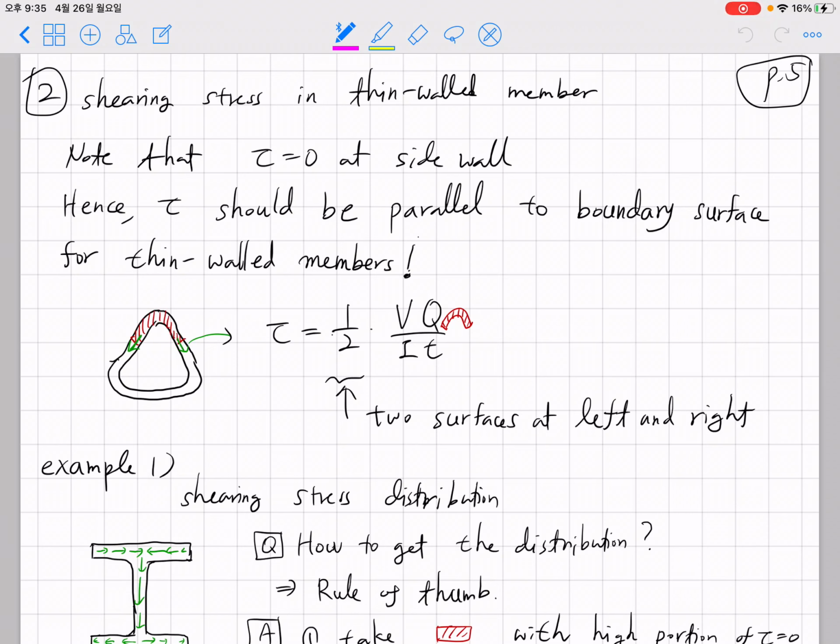Now, as a second topic, let's consider shearing stress in thin-walled members. For a thin-walled member, as I told you, this is the case when we have the thickness much smaller than the height of the beam, so that you can think about really thin cross sections. Okay, so for this case, what you can imagine is the following.